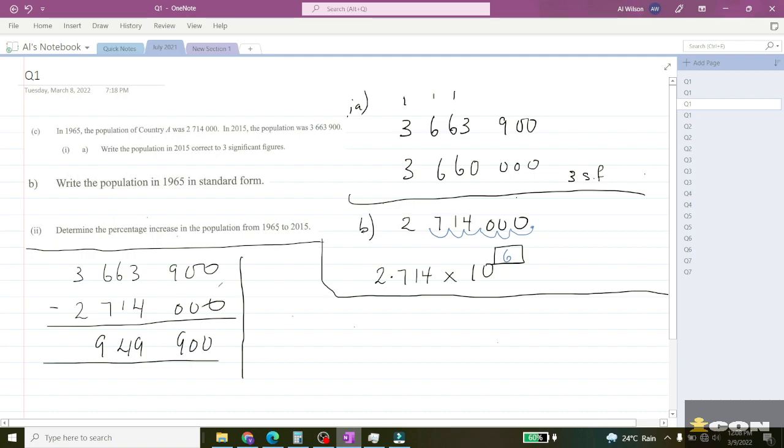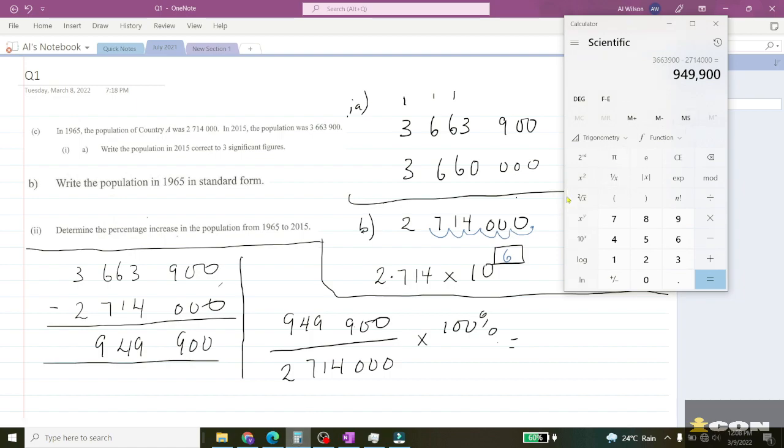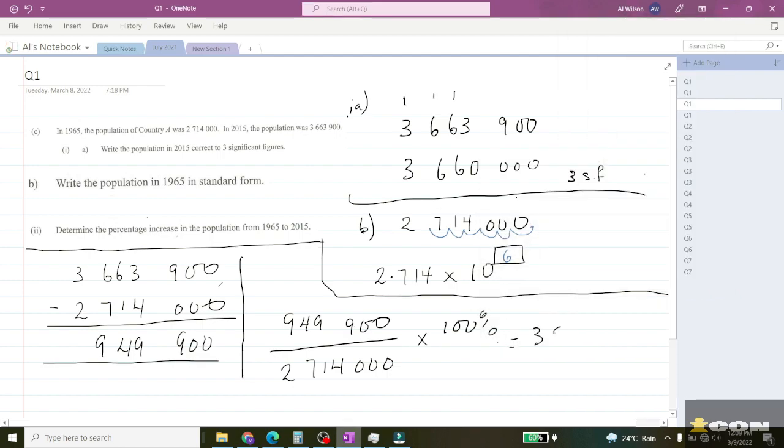So with us knowing the increase, we can now actually solve for what the percentage increase is. So we have 949,900, and what it was is 2,714,000, and since we're solving for a percent, we have 100%. So we're going to enter this in the calculator now. So here we have 949,900 to be divided by 2,714,000, and this is going to be equal to 0.35, which we're then going to times by 100, and here we have the answer being 35%.